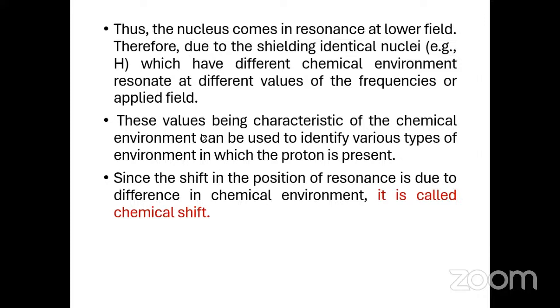These values, being characteristic of chemical environment, can be used to identify the various types of environment in which the proton is present, for example CH3 or CH4, or in ethyl alcohol or methyl alcohol. The chemical environment of a proton is different, so you can identify it using the chemical shift. That is the major application of the chemical shift.